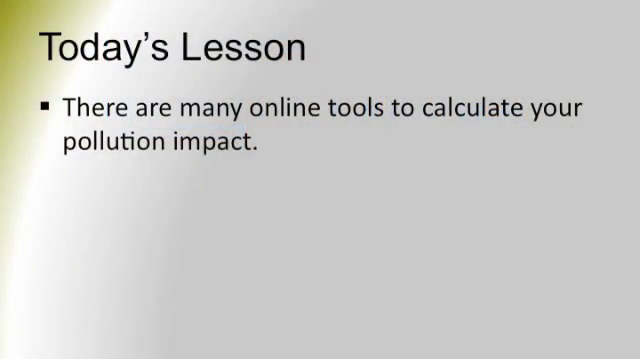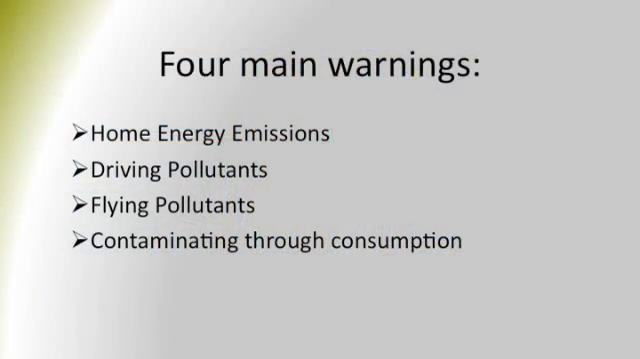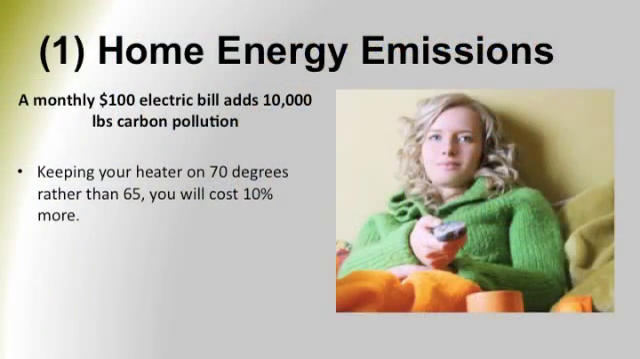For now, we'll focus our warnings on the four main areas where we overproduce carbon. Let's take a closer look at our negative effects. Our first category is home energy. A home energy bill of $100 will pollute the environment with 10,000 pounds of carbon emissions. If you heat your house or your apartment with oil, electricity, or gas, you're creating harmful carbon dioxide. If you stubbornly keep your heater on 70 degrees rather than 65, your heating bill will increase by 10% and you will add to pollution.